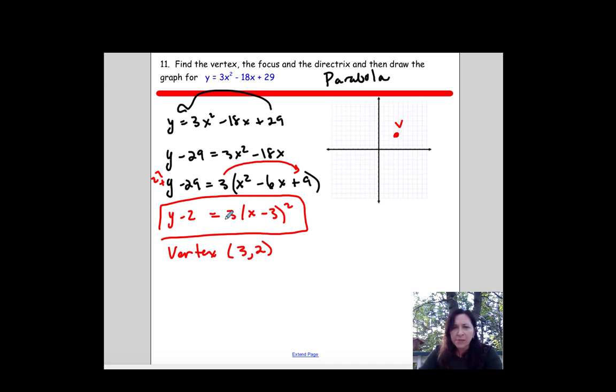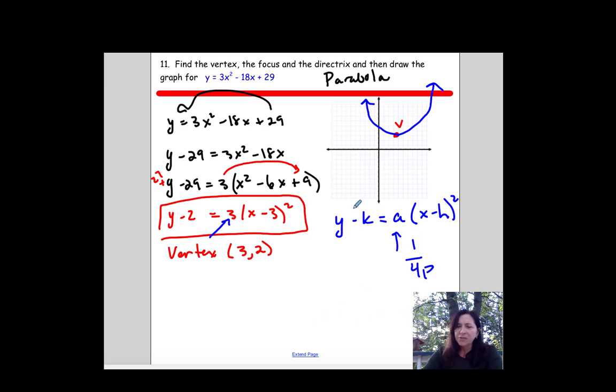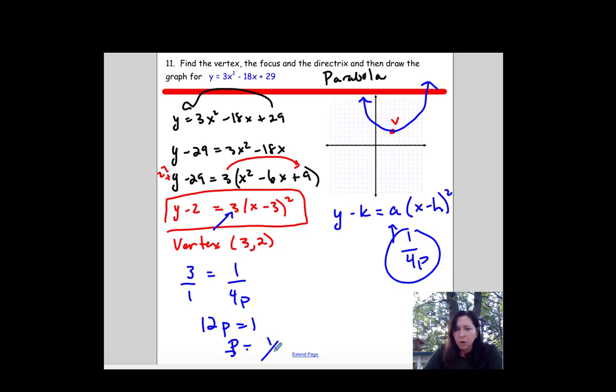So there's my vertex. It's a y equals x squared graph, and it's a positive x squared graph, so that means my graph is going to go up like this. My focus, I'm going to be using this point. So that's my a value. From this equation, y minus k is a times the quantity x minus h, quantity squared. So my a value is 1 over 4p. Okay, that's another way of writing the a value. So I'm going to go 3 is equal to 1 over 4p. And I'm going to cross multiply. I get 12p equals 1. So p is equal to 1 over 12.